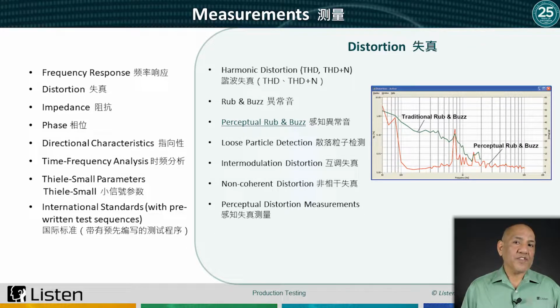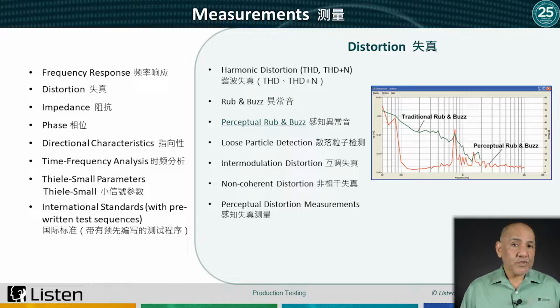SoundCheck has many ways of characterizing distortion. Most common is THD, or total harmonic distortion. This measures the fundamental with the resulting harmonics from the response and is represented in percentage. But there are many other types of psychoacoustic distortion that SoundCheck can characterize, including rub and buzz, or higher order harmonic distortion, perceptual rub and buzz, which applies a perceptual loudness algorithm, and loose particle detection, non-harmonic based transient distortion. Distortion is also an essential test for production.